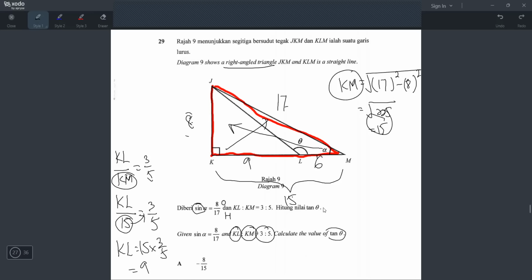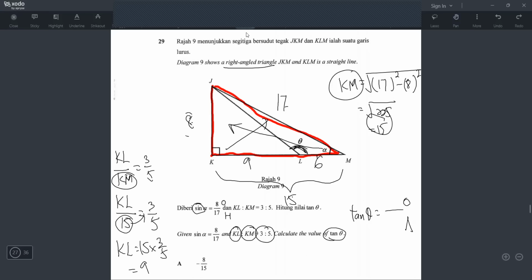So now you can see what they want. Calculate the value of tangent theta. Your theta is actually here. So how do we find tangent theta? SOH CAH TOA, tangent is TOA, so I have to take opposite over adjacent. But don't tell me, oh sir, the opposite is 17, the adjacent is 6. Hey, hello, I told you many times already. You can only determine the opposite, hypotenuse, adjacent when it's a right angle triangle. Is this a right angle triangle? No, bro. So you cannot tell me the opposite is 17. It's wrong. If you look carefully, the angle is not even inside the right angle triangle.